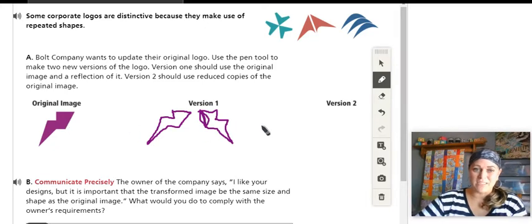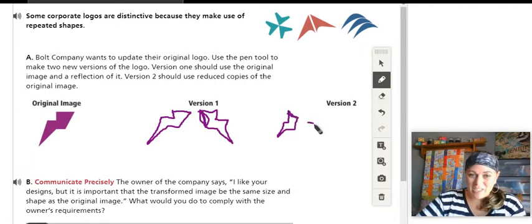bolts or lightning bolts. But then it says version 2 wants a reduced copy. So reduced copy of the original. It doesn't necessarily say it wants to use the original. So I'm going to just start by making a small copy. Tinier version. That's terrible, but you get the idea.